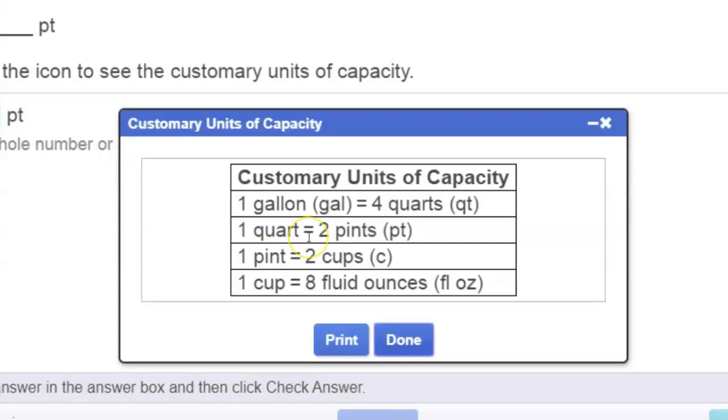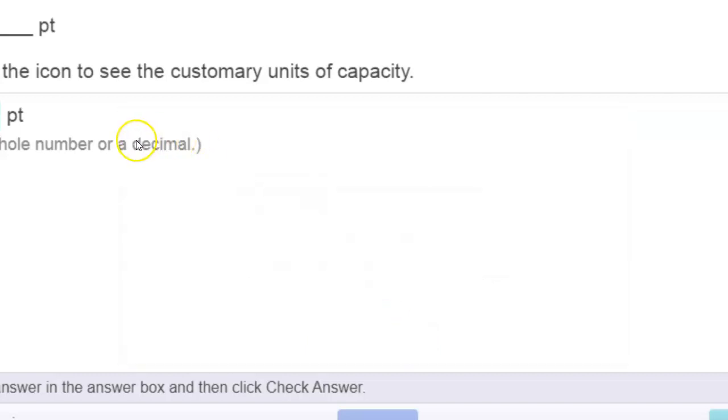Let's click on here. Pints to quarts. Oh, yay. It's right there. That makes it a little bit easier. 1 quart equals 2 pints. Now I'm going from quarts to pints. Which one is bigger? Quarts. So I'm going from a bigger unit to a smaller unit, which means that I will multiply or divide?